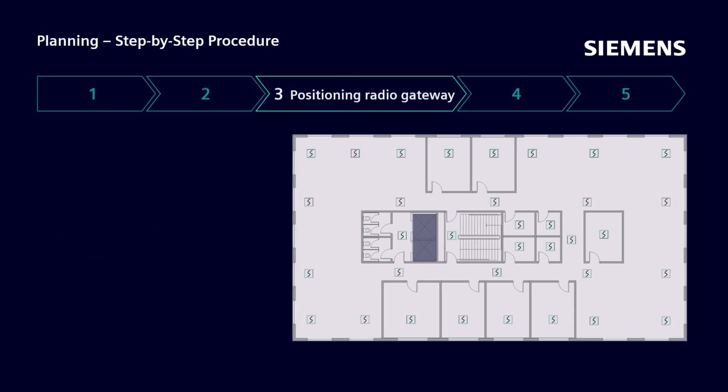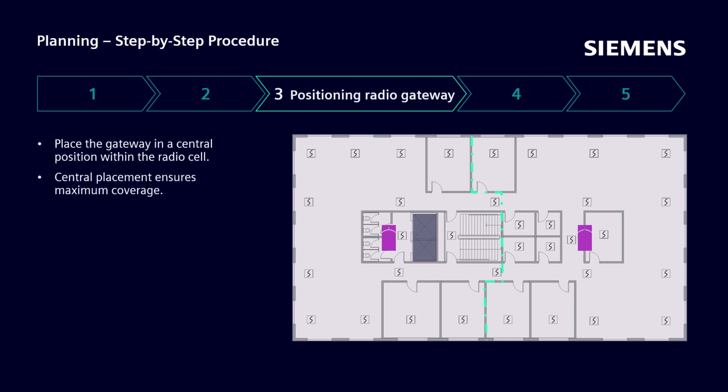The next key component in the SWING system is the radio gateway. For stable communication, the gateway should be installed in a central location within the radio cell. This central position allows it to connect efficiently with surrounding radio devices. Careful positioning of the gateway is essential to ensure a reliable and robust wireless network.